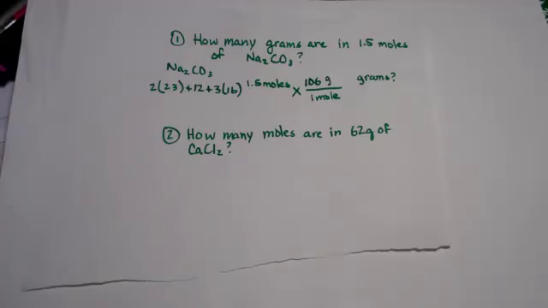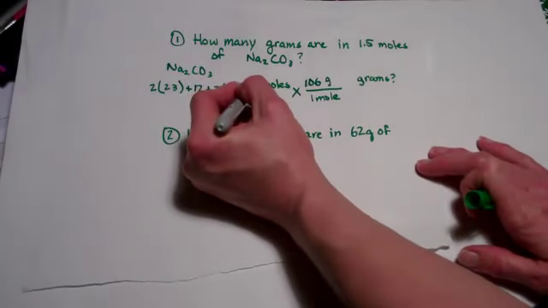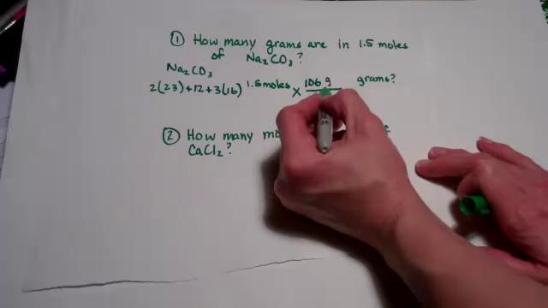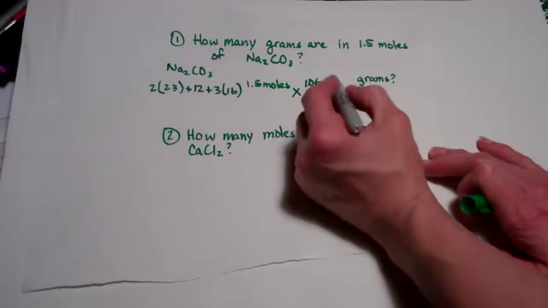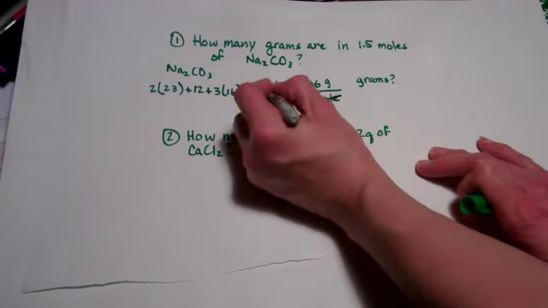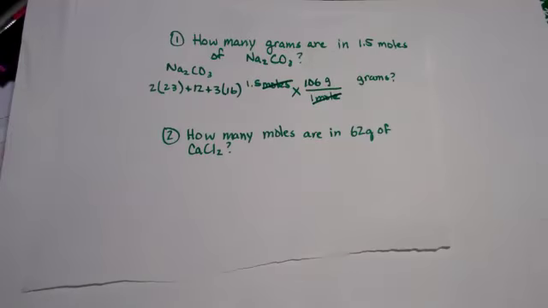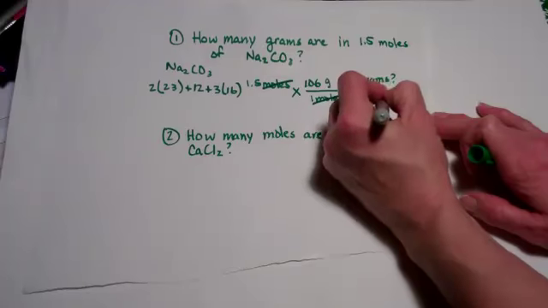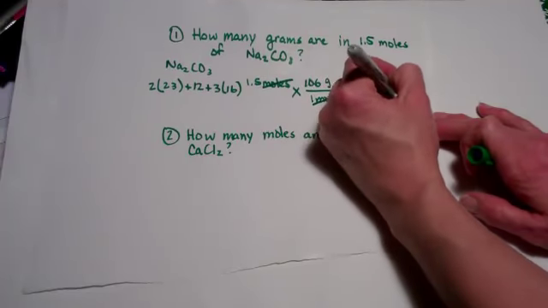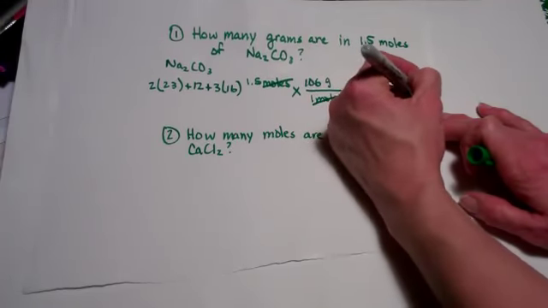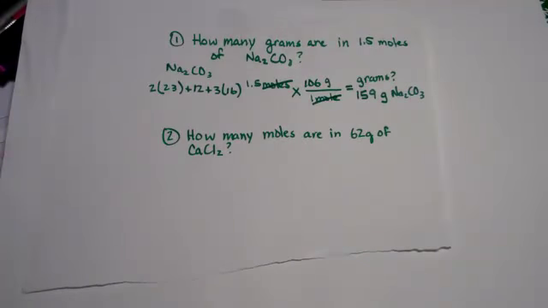And so when we calculate this out, now we're going to calculate 1.5 moles times 106 grams per 1 mole. Our moles are going to end up canceling out, and we're going to be left with our answer in grams. So this is going to equal 159 grams of our sodium carbonate. And that would be our answer for the top question.